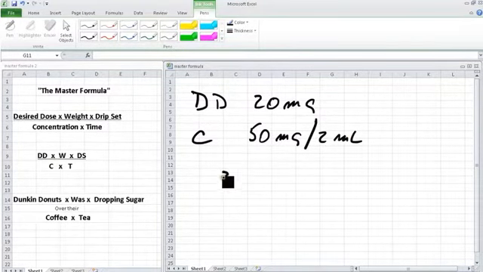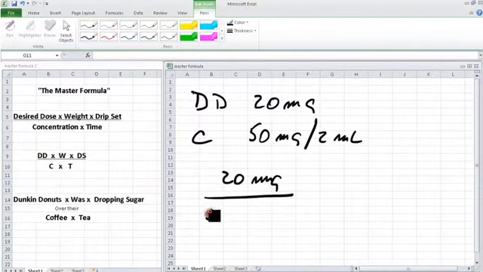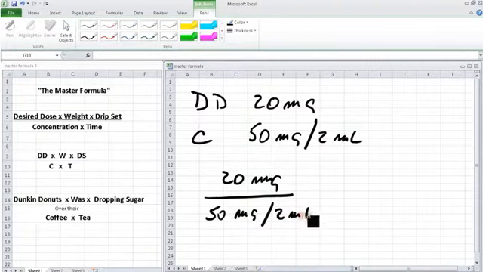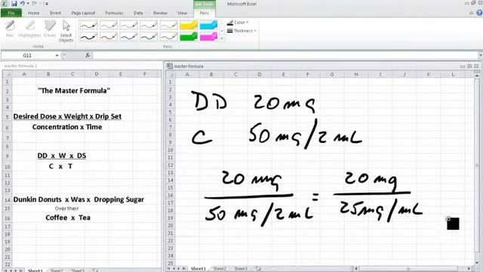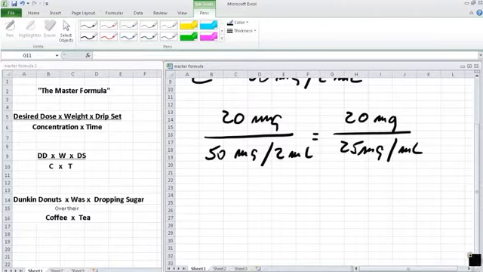Let's write out the formula. 20 milligrams over 50 milligrams in 2 mLs. Doing the division here by 2 on the bottom, 20 milligrams over 25 milligrams in 1 mL. I want to divide the 25 into 20 at this point.